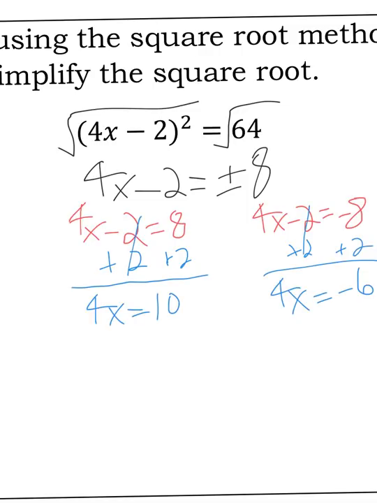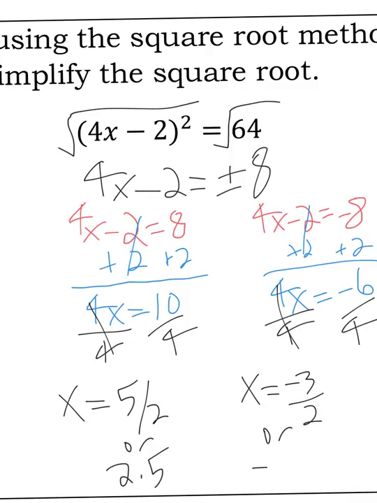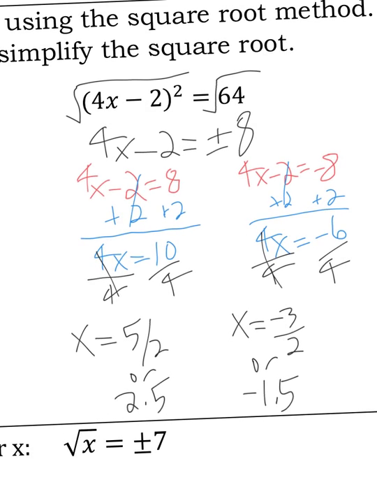So adding 2 to both sides gets me 4x equals 10 and 4x equals negative 6. And dividing by 4, we're going to get some fraction answers, but they can reduce. So 10 over 4 is going to equal 5 over 2, or you might see it as 2.5. And then negative 6 over 4 is negative 3 over 2, or you might see it written as negative 1.5. But yeah, those are the two answers.